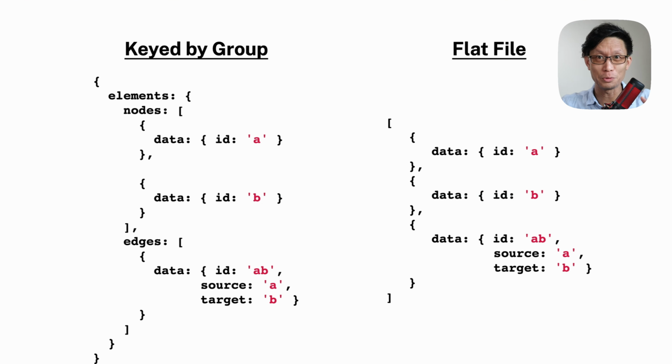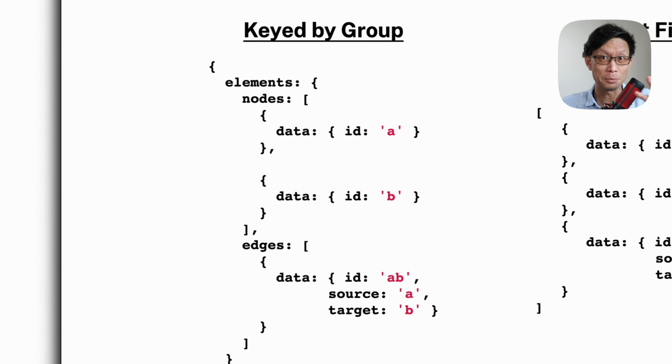Okay, so here to review the Cytoscape JSON data format, we've actually got two options that I didn't realize from before. On the left is what they call keyed by group. So this is a dictionary with the elements required key, and inside that there's the nodes and edges keys. Each has to be a list of dictionaries, and the dictionaries must have a data key in itself. This is the format also used by NetworkX, and this is what I'll continue to use in this video.